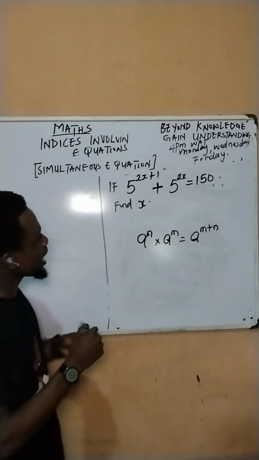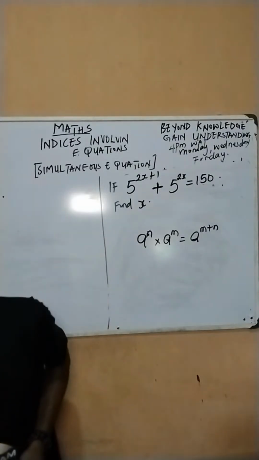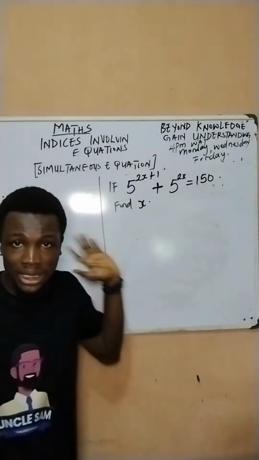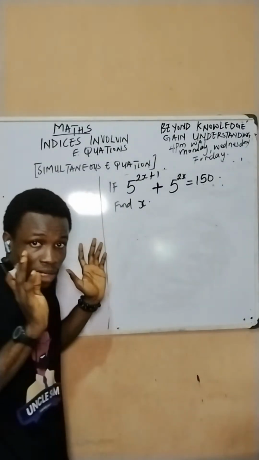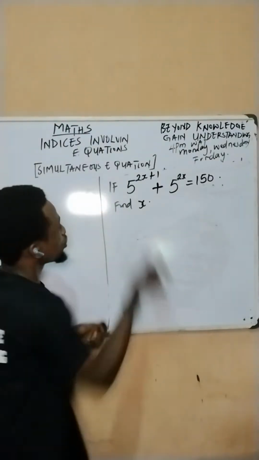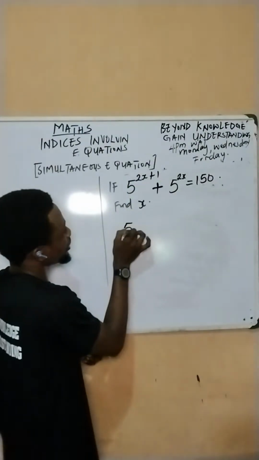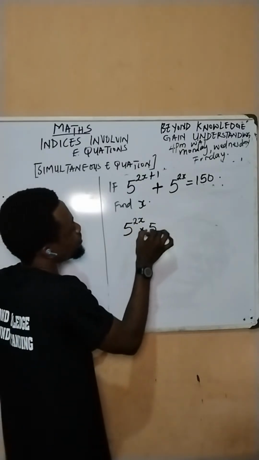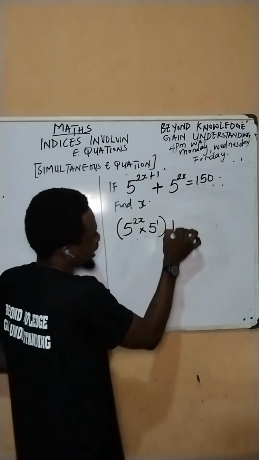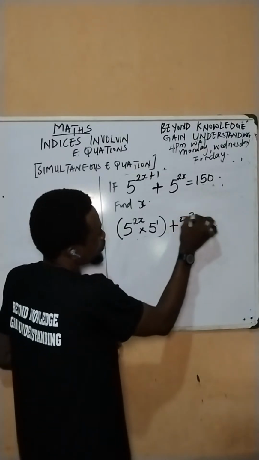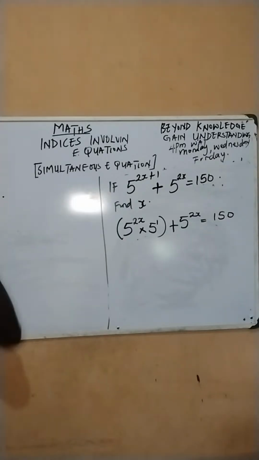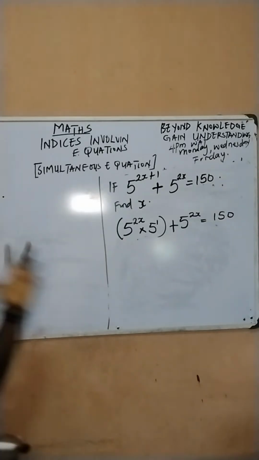If I reverse engineer it, it's going to be based on the laws of indices. So we're not going away from that law, but we'll still maintain the law, we're reverse engineering. So this is the same thing as 5 raised to the power of 2x multiplied by 5 raised to the power of 1, and then plus 5 raised to the power of 2x equals 150. This is what we have at this point.